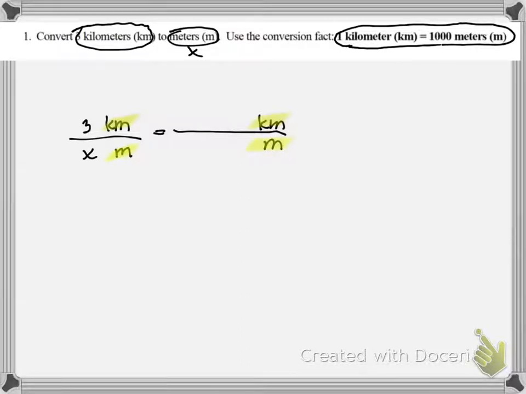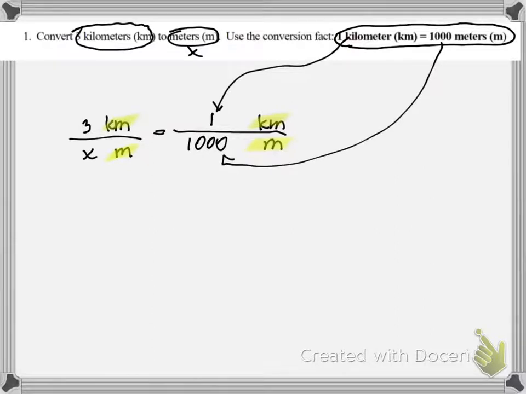I know that 1 kilometer is 1,000 meters, so I fill that in here. And then you have a proportion and you can just go ahead and solve it. So you have 3,000 is equal to X. So there are 3,000 meters in 3 kilometers.